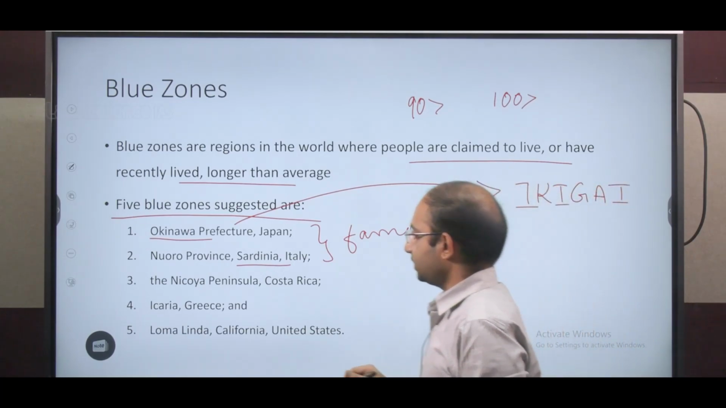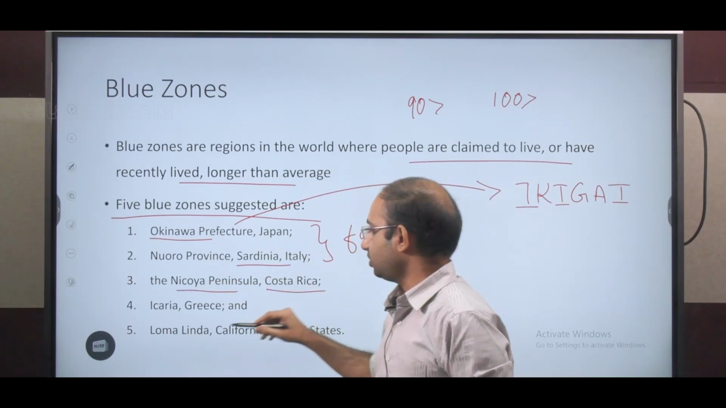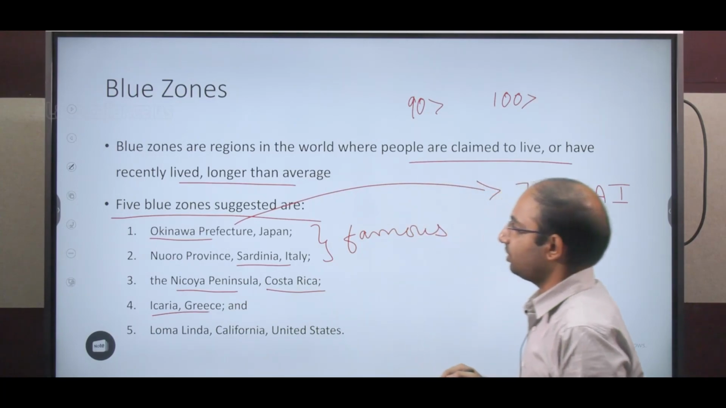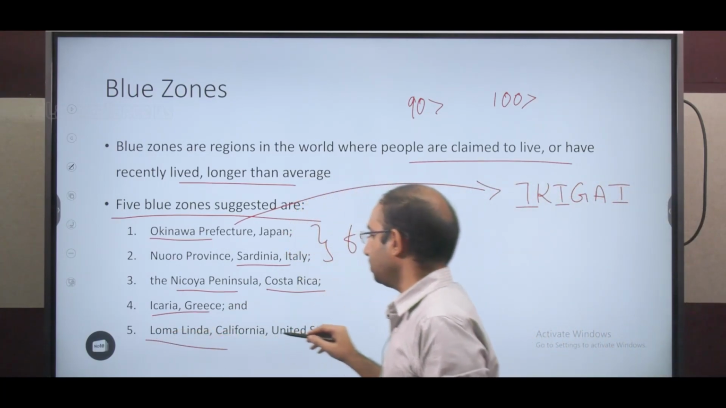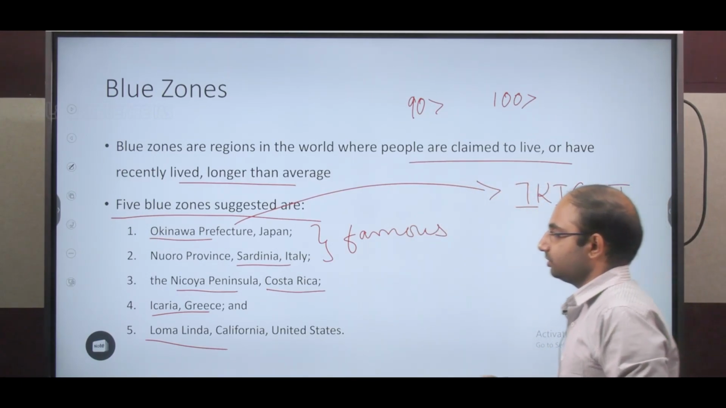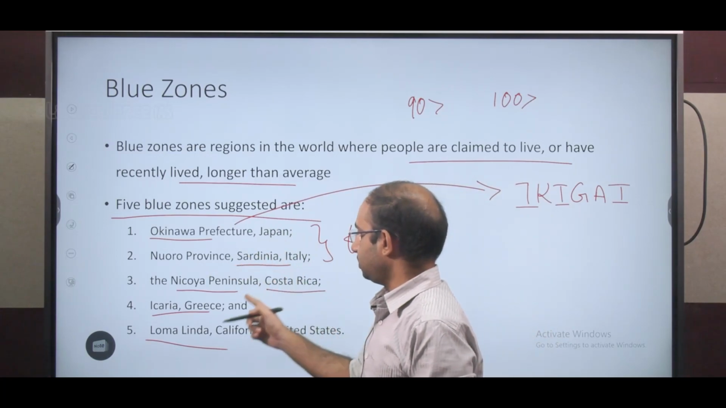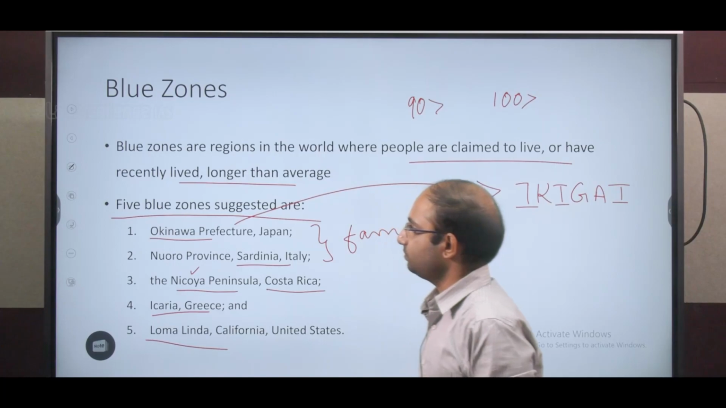Then you have other places, like in Costa Rica there is something called the Nicoya Peninsula. Then we also have another place called Icaria in Greece, and another place called Loma Linda in California. In California there is Loma Linda, then Okinawa, Sardinia, and Nicoya and Icaria. So these are considered to be blue zones.